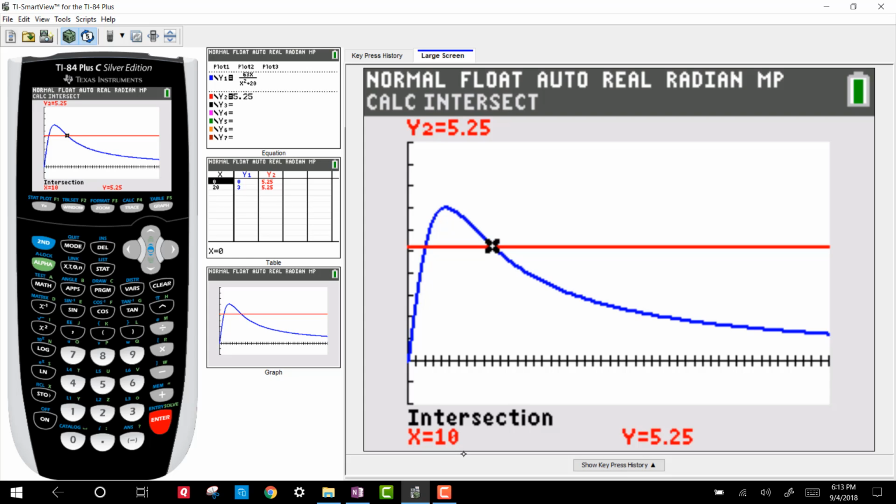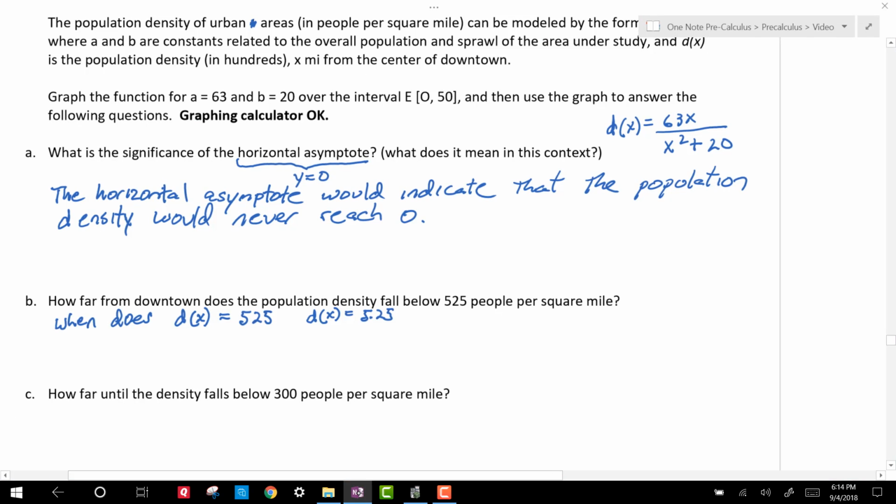All right? So what that's saying is that after I'm 10 miles away from town, I'm now below 525 people per square mile. And you want to keep in mind that at x equals 10, I'm exactly 525 people per square mile.